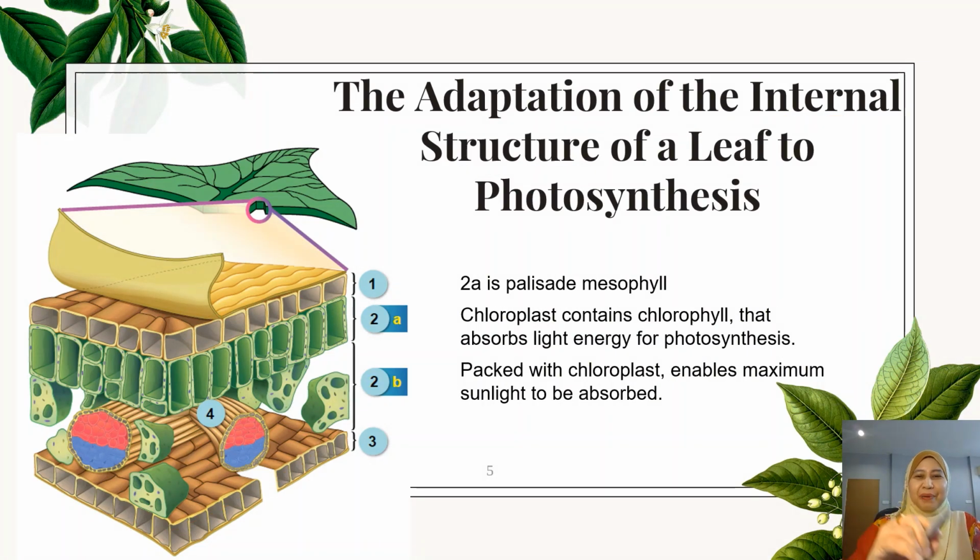Next structure, we are going to see palisade mesophyll. Palisade mesophyll is labeled 2A here. The cells that are arranged closely and upright, very close, are called palisade mesophyll. This palisade mesophyll contains a lot of chloroplasts. This will enable maximum sunlight to be absorbed. Chloroplasts contain chlorophyll that will absorb the light energy from the sunlight to be used for photosynthesis.